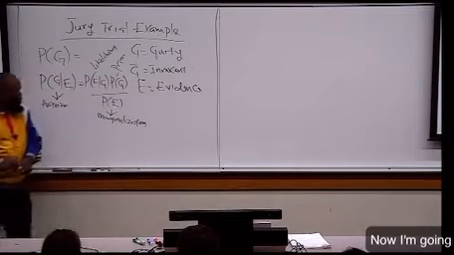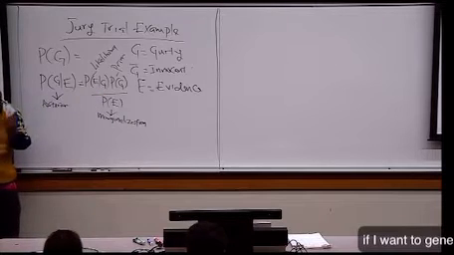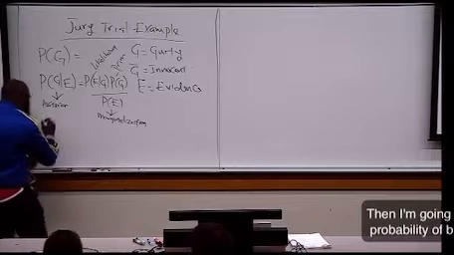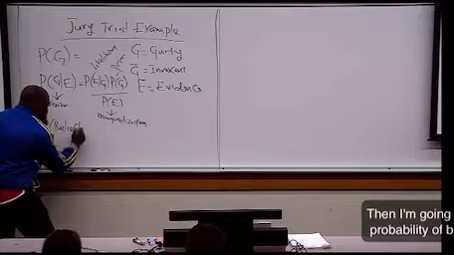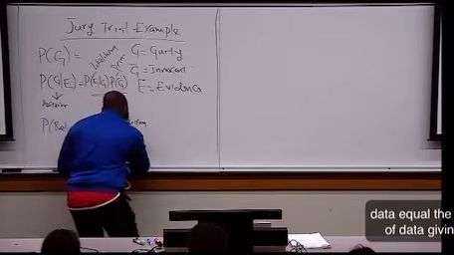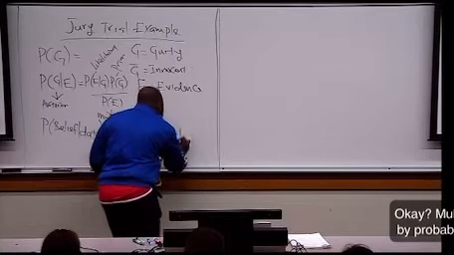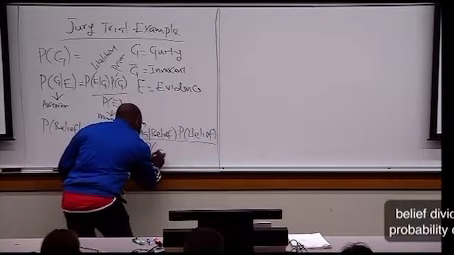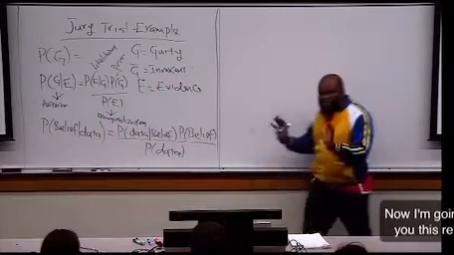Now I'm going to tell you, if you take a look at what I have here, if I want to generalize, then I'm going to write the probability of belief given data equals the probability of data given belief, multiplied by the probability of belief, divided by the probability of data. Take a look at that generalization.